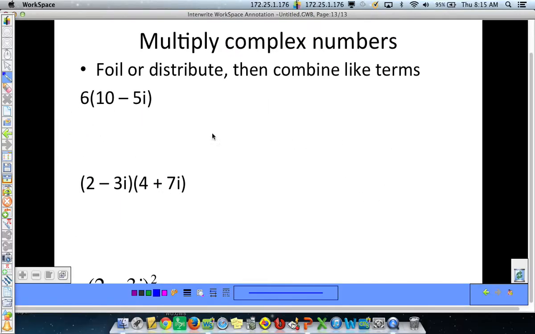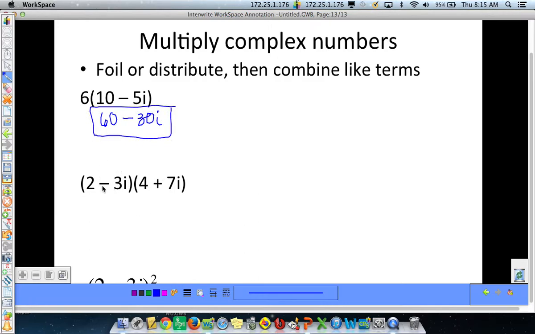Okay, so multiplying complex numbers. Again, same thing as we do in regular algebra. You can distribute the 6 to both parts of the complex number. 6 times 10 is 60. And 6 times negative 5i would be negative 30i. And that's simplified.